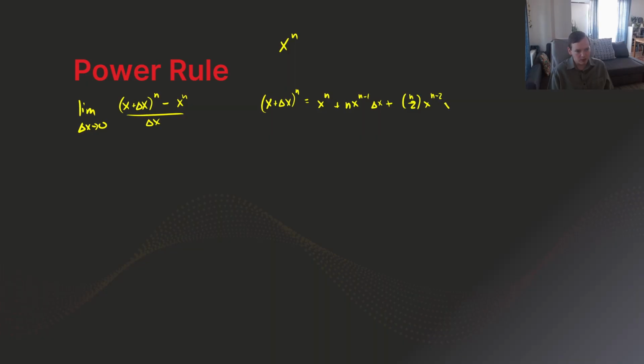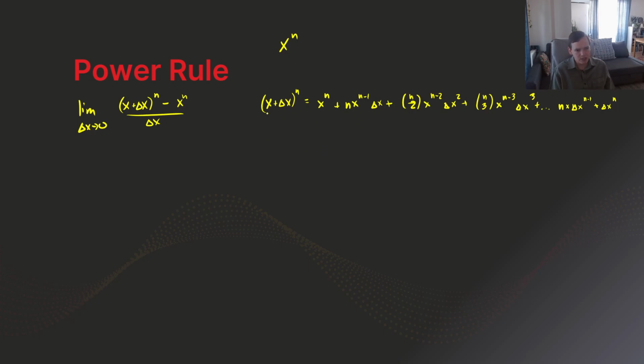Times x to the n minus 2 times delta x squared, plus n choose 3. These will give you some number that's our coefficient, by the way, if you're wondering what they are. Times x to the n minus 3 times delta x to the third. And you'll see that I'm just expanding this out. That will continue until our last few terms, which will have n times x times delta x to the n minus 1. And finally, the last term, of course, will be delta x to the n. So this is a standard binomial expansion.